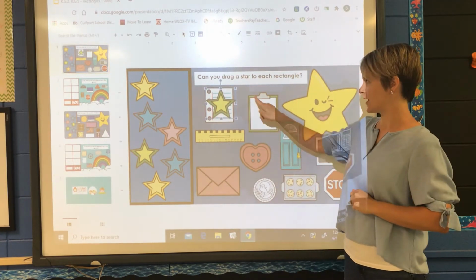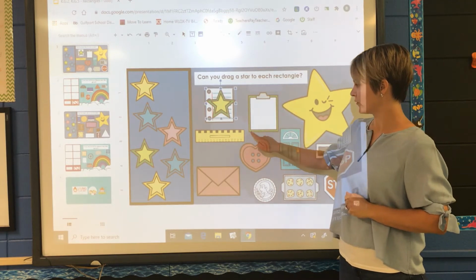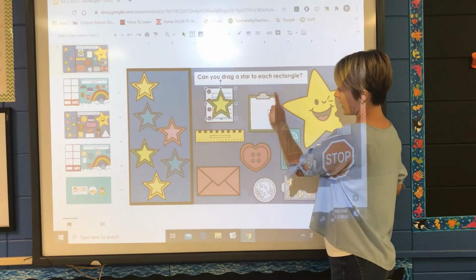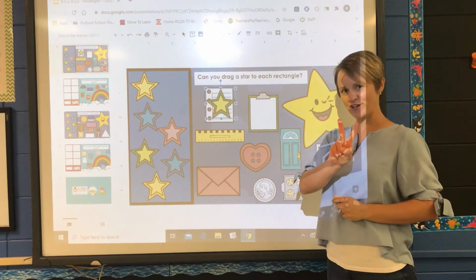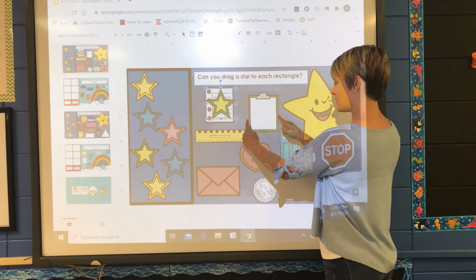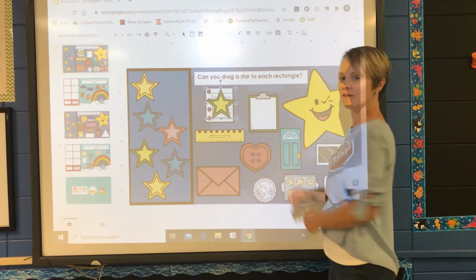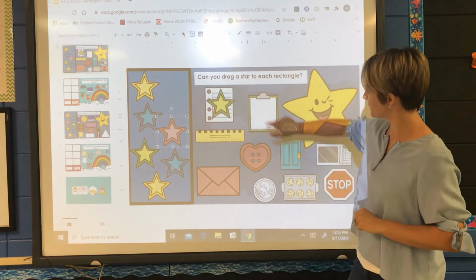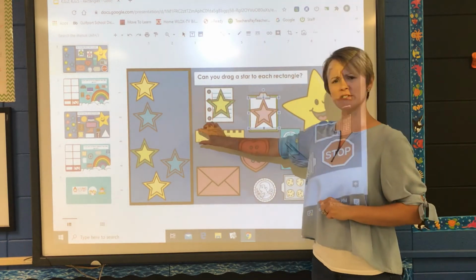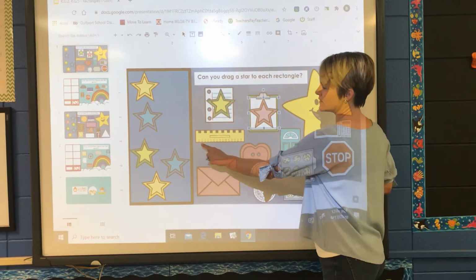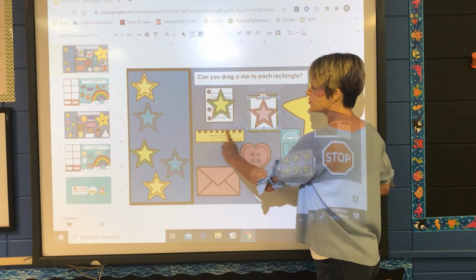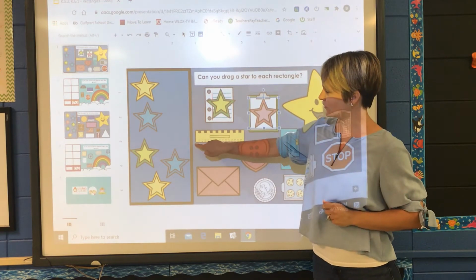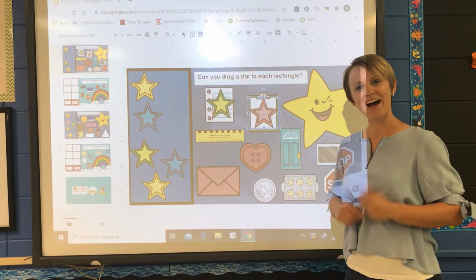This clipboard has 1, 2, 3, 4 straight sides. The ones on top and bottom are 2 short sides, and the ones that go up and down are longer. Another rectangle. This ruler is so long. That's because it has 1, 2 long sides and 1, 2 short sides. A rectangle.